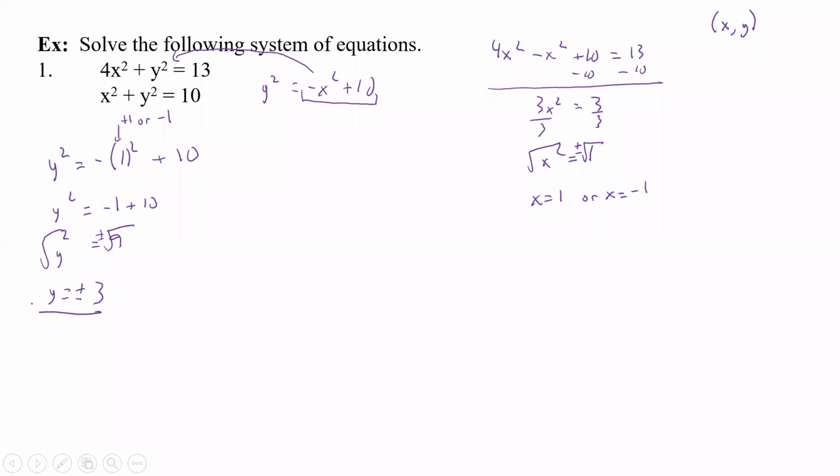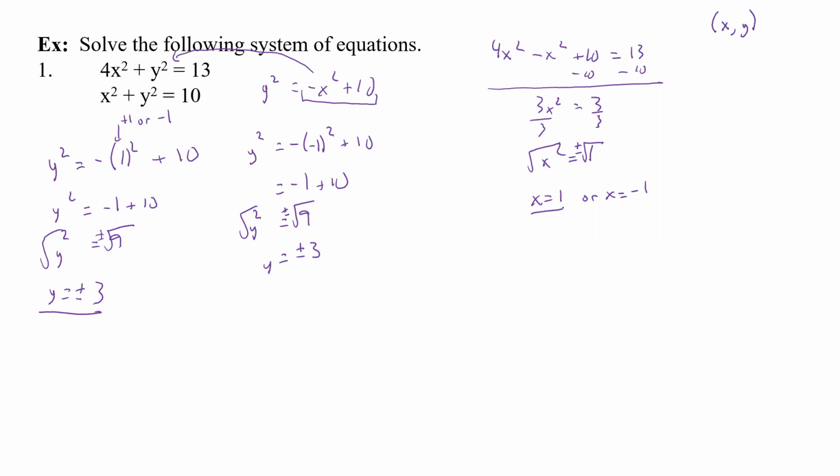That means I get two solutions for both, because let's go ahead and do it. Just to show we have two things here. So y squared equals a negative 1 squared plus 10. That equals a negative 1 plus 10, and that equals 9. And that's still y squared. So take the square root of both sides. y equals plus or minus 3.